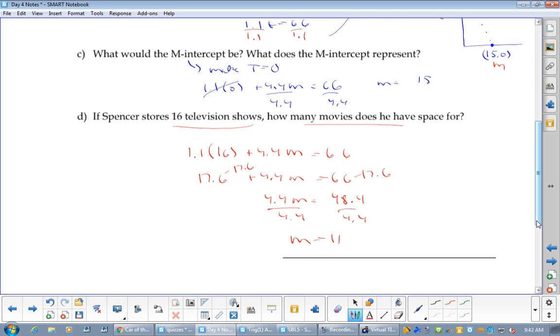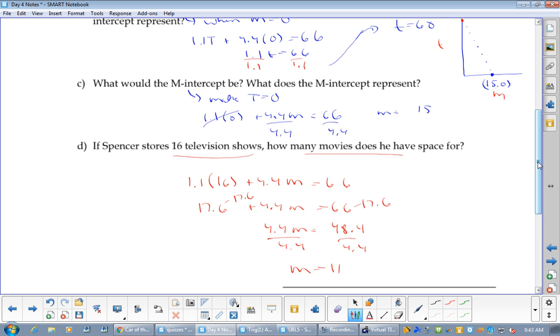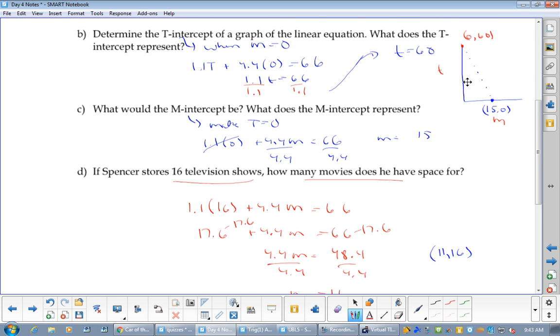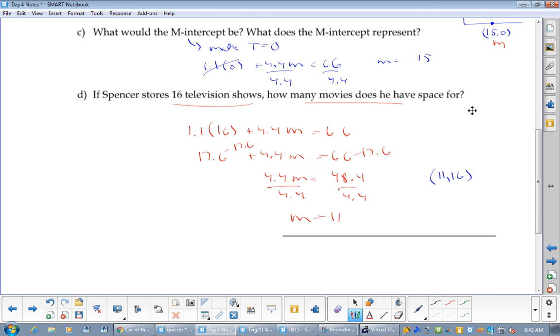Now, for this one, I've put m as kind of my x, right? So do you see how 11 comma 16 would be a point on here? So like 11, 16. And you could even prove it, right? Because that's 11 movies. So you could just go times 4.4. This you're going to times by 1.1. And if you did that, you'll get 66. Right? So that's a valid point, 11, 16.